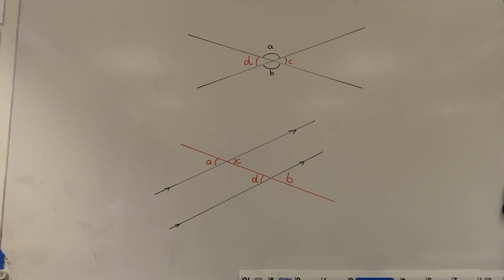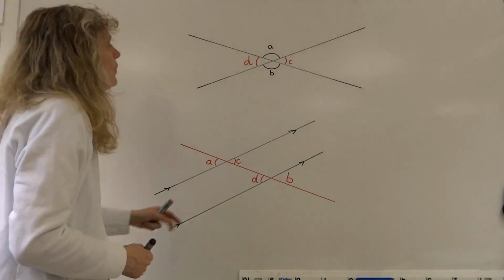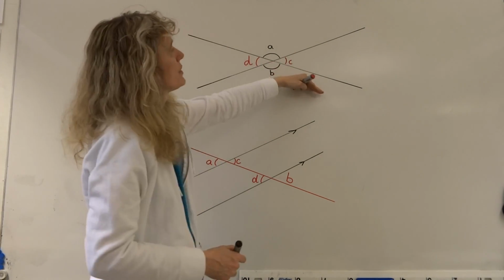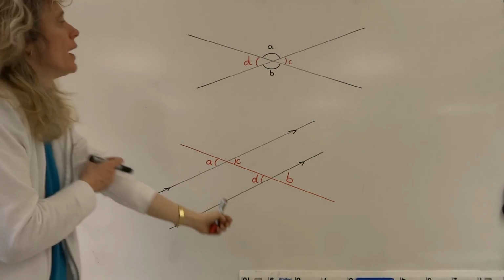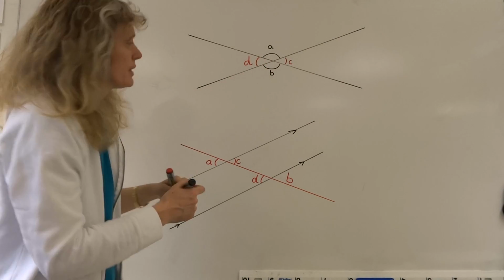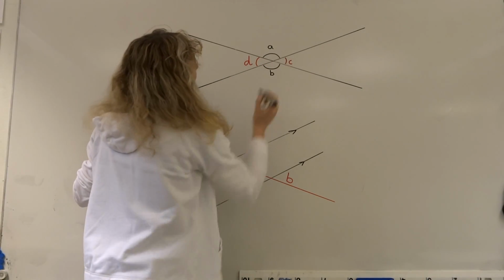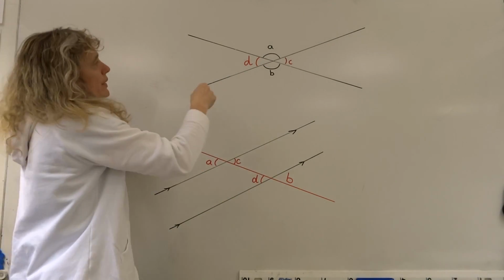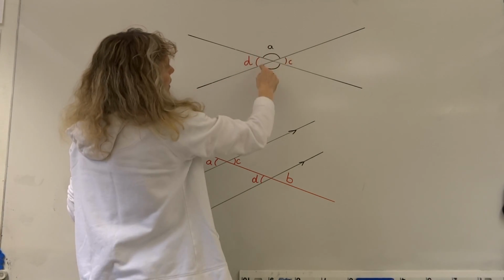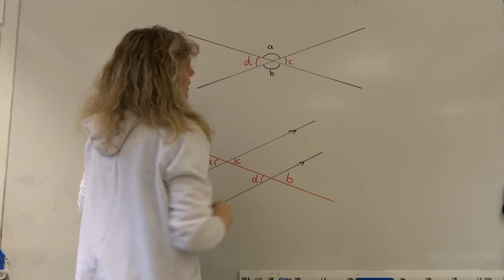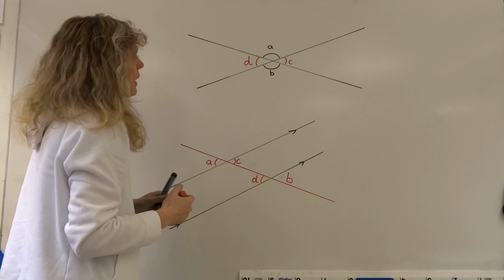Okay, let's just look at some angle theory here. We have two lines that intersect one another, and the intersection point is this central point here. And then we have some angles that we can see around here. We have A here, and B, and C, and D. What can we know about these angles?